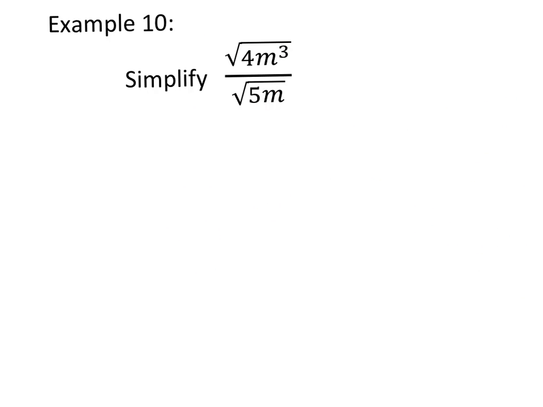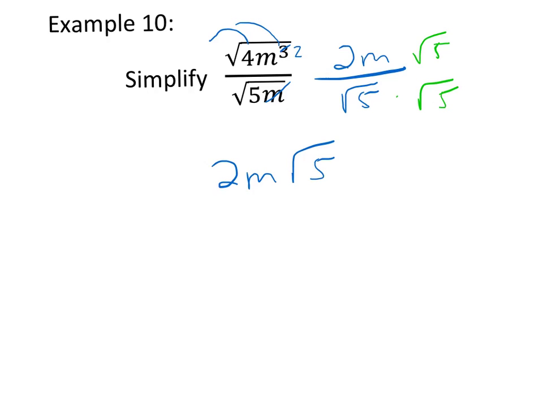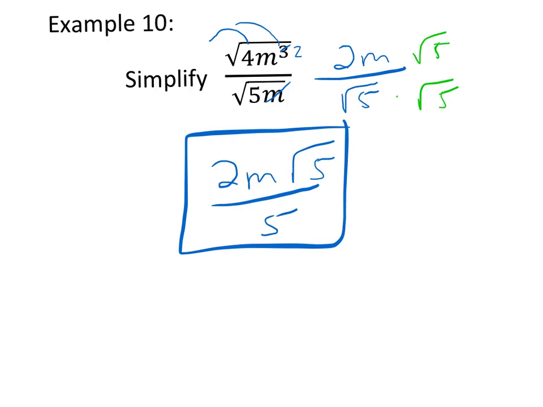Our last one, I'm going to try and simplify first. So again, 4 and 5 do not simplify, but I can take an m out and get a square. Now we can root that. Notice a 4 can be rooted, and now we can take that m squared out, and we get 2m over root 5, which is not acceptable, so we multiply by root 5 and root 5, and we're left with 2m root 5 over 5. And this ends part 4 of lesson 10.1.